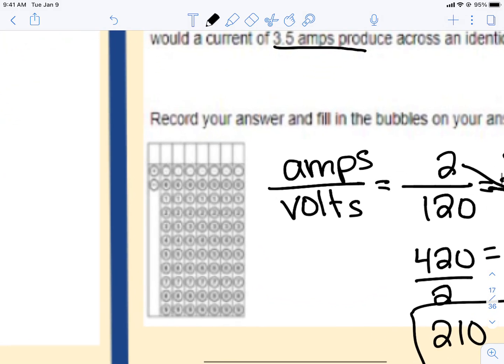So again, positive or negative. If it's positive, you don't really have to bubble in the positive symbol. So we have 210, and then we would bubble in accordingly.